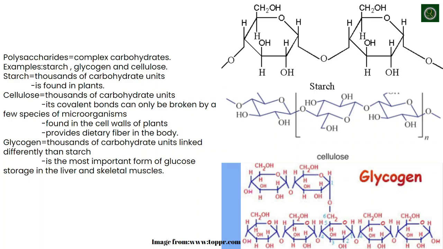Glycogen is made up of thousands of carbohydrate units linked differently than starch, and is the most important form of glucose storage in the liver and skeletal muscles.